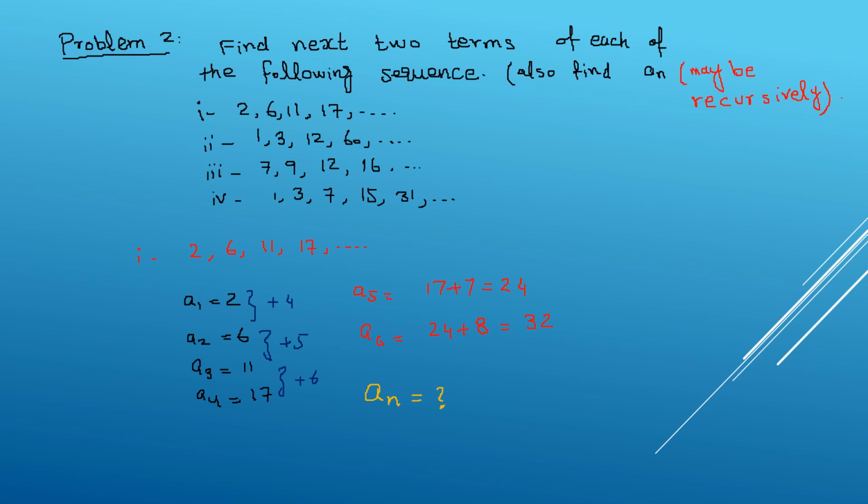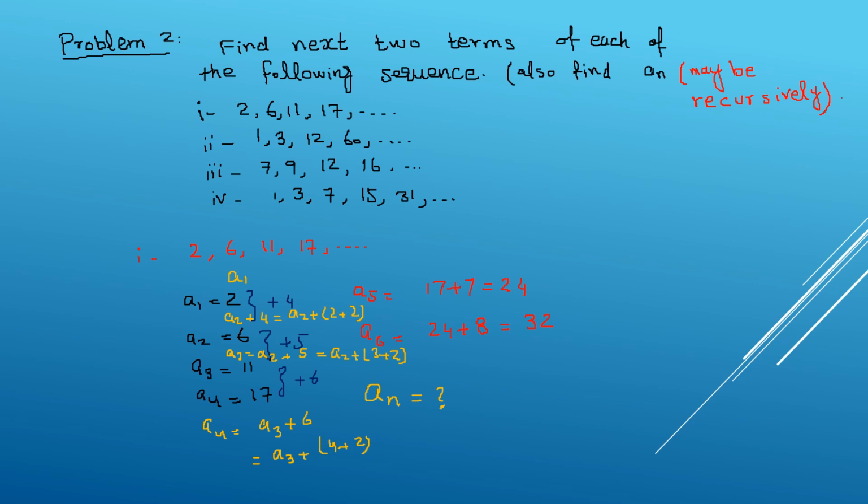You can see that this is a1, and a2 is a1 plus 4, which can be written as a1 plus 2 plus 2. And a3 is a2 plus 5, which is actually a2 plus 3 plus 2. Similarly, a4 is a3 plus 6, which is a3 plus 4 plus 2. So from here, what will a_n be? Can you realize what a_n is?